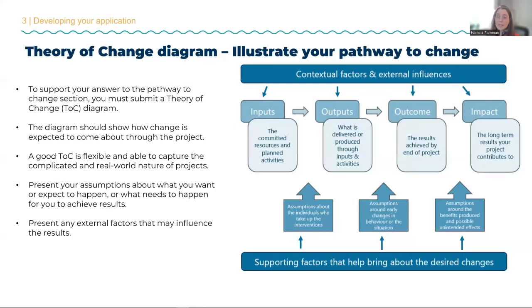It's a great place to present your assumptions about what you want or expect to happen and what you need for you to be able to achieve your results. And again, it's about that sphere of influence. You can present all those external factors that might influence the results, and you could maybe show at what point in the process you expect them to have an influence.